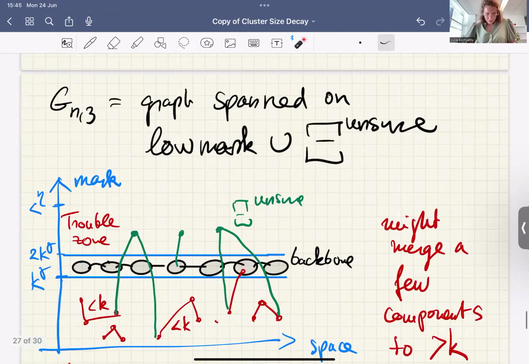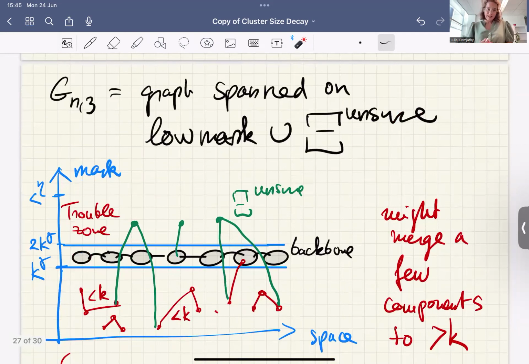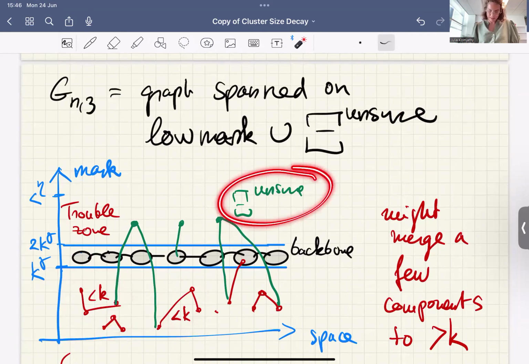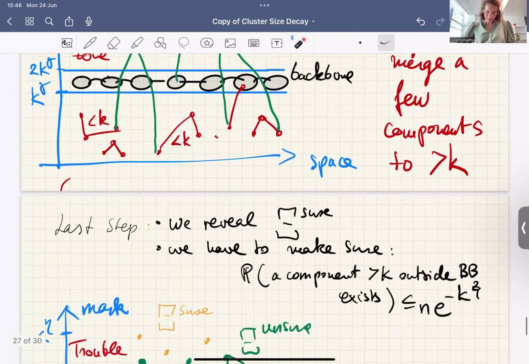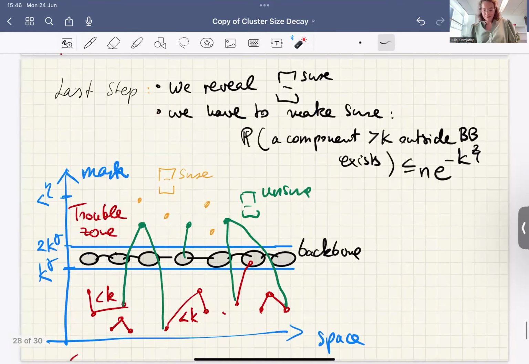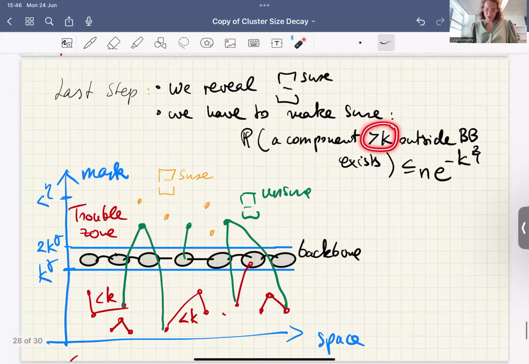Okay, so now in my third revealing step, I'm gonna reveal the graph spanned on the low mark vertices, so the red ones here at the bottom, and the unsure vertices. About these you know nothing, so it could be that they merge a few components. And in the last step, we reveal the sure vertices, and we wanna now use them to eliminate every cluster that in the previous step happens to be of volume larger than k.